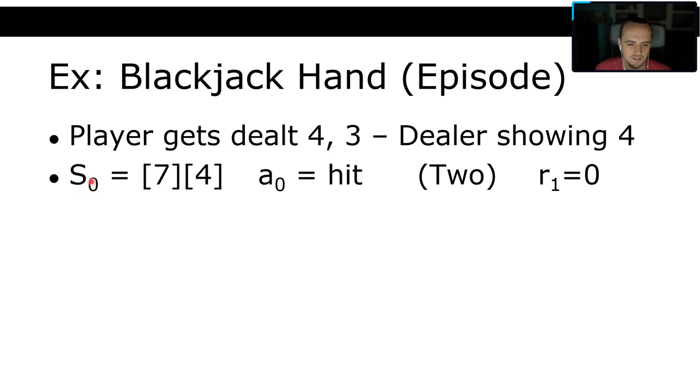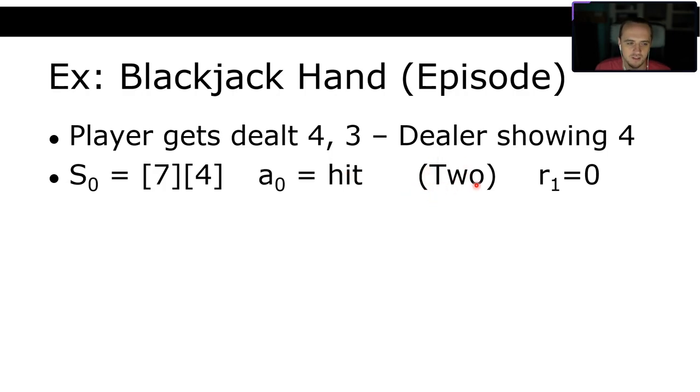So that means state 0 is going to be, I have 7, that's the sum of 4 and 3, and the dealer is showing a 4, so the dealer has a 4. So if I have less than 17, I'm going to hit. And so since I had a 7, that's less than 17, my action that I choose from my policy is equal to hitting. And of course, when I hit, I get another card.